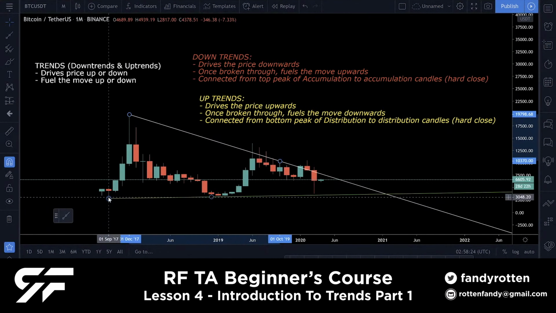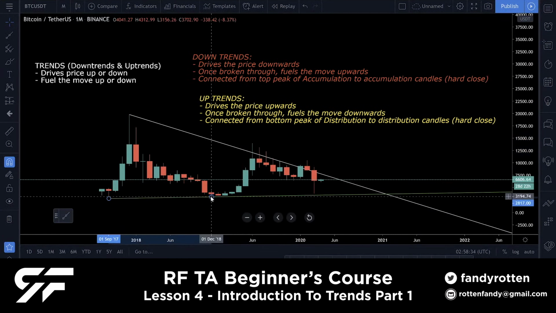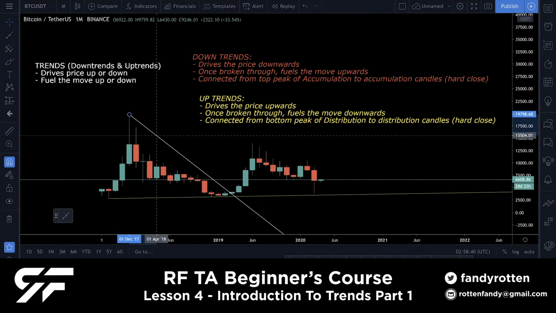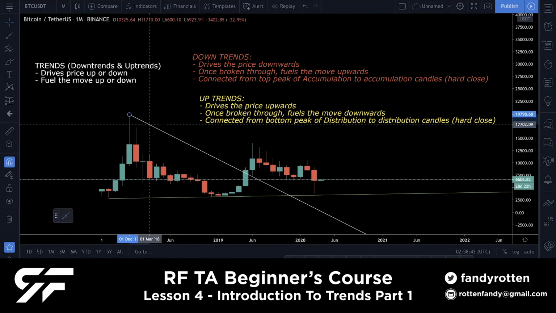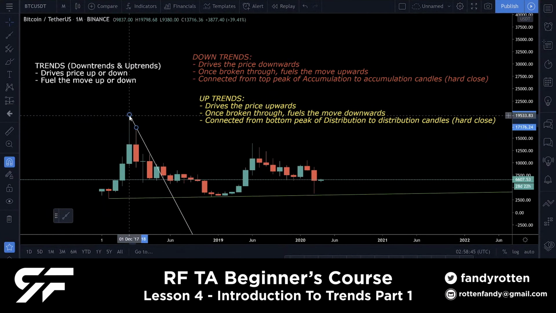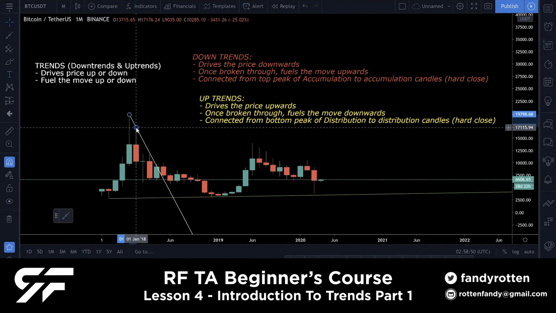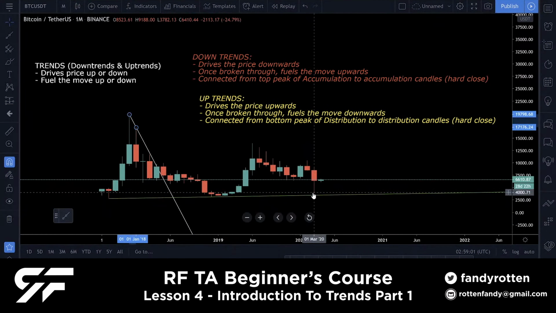So in case of an uptrend, we want the bottom peak of the distribution candle to be connected to the bottom peak of the next distribution candle. But there's a proper way to draw these trend lines. Okay. So let's go one hard close at a time. Actually, this will not be a valid trend. As you can see, I'm connecting the peak of an accumulation candle to the peak of a distribution candle. In case of a downtrend, we only want to consider the accumulation candles. In this case, the green candles, not the red candles.